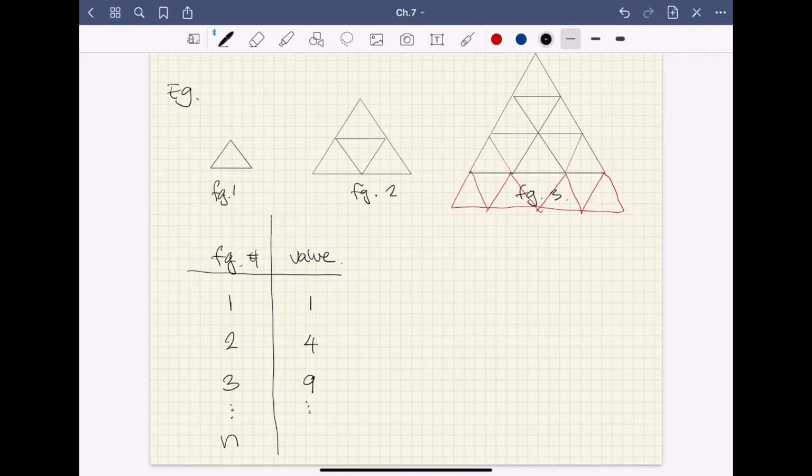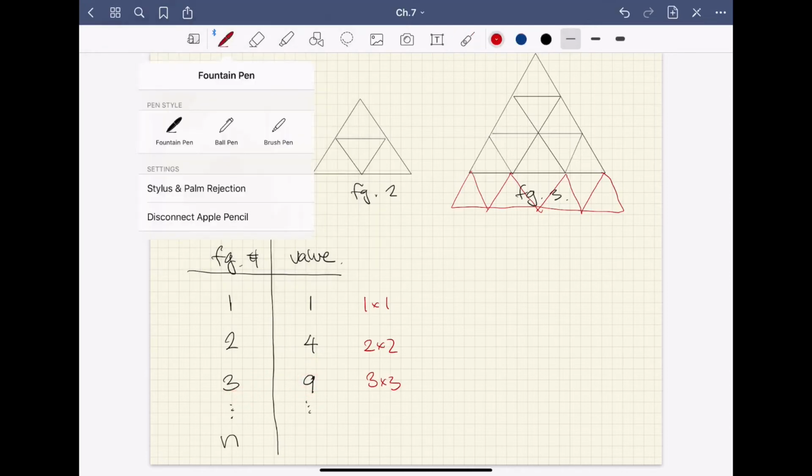So we need to analyze the pattern here by looking at the relationship between the values and the figure number. Here you guys can tell that 1, 4, 9 are perfect squares. 1 is 1 times 1, 4 is 2 times 2, 9 is 3 times 3. Where do we get the 1, 2, and 3 from? You can see that 1 is this figure number 1 times itself. 4 is figure number 2 times itself. 9 is figure number 3 times itself.